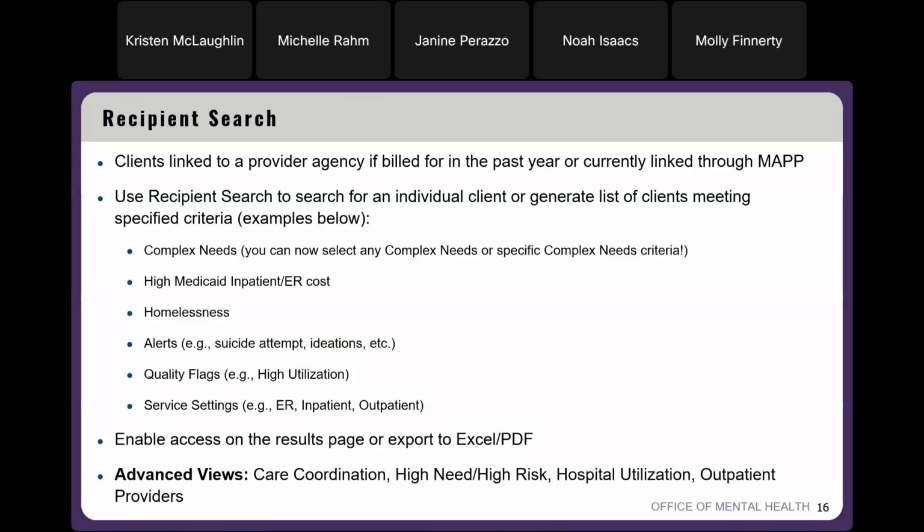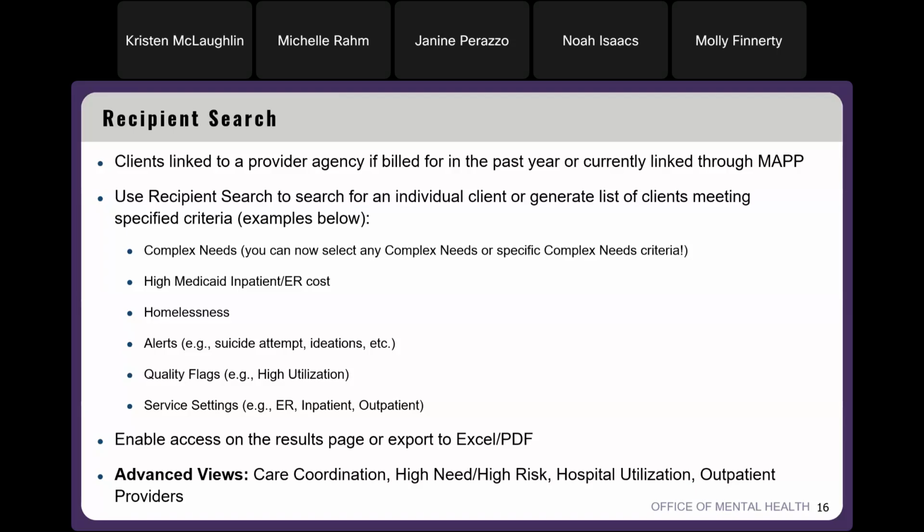Just this past month, we added a new feature in PSYCKES, which allows users to not only identify who of their population is considered complex needs, but now you're actually able to select by the different criteria that make up complex needs. And one of my slides is going to go through this in more detail.